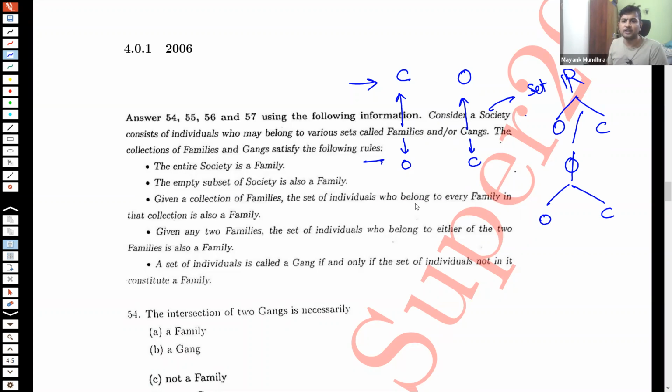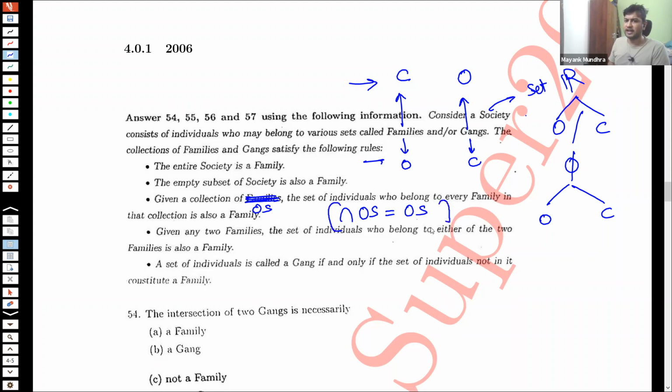Given a collection of families, the set of individuals who belong to every family in that collection is also a family. Okay, so given a collection of families, let's say families are open sets. So replace the word families with open sets. So given a collection of open sets, the set of individuals who belong to every family. So this is basically x belonging to the intersection of all open sets. So every family means the intersection is also a family, right? So what he's saying is that if you consider families as open sets, then the intersection of a set of families should also be a family. That is, the intersection of a bunch of open sets should be an open set.